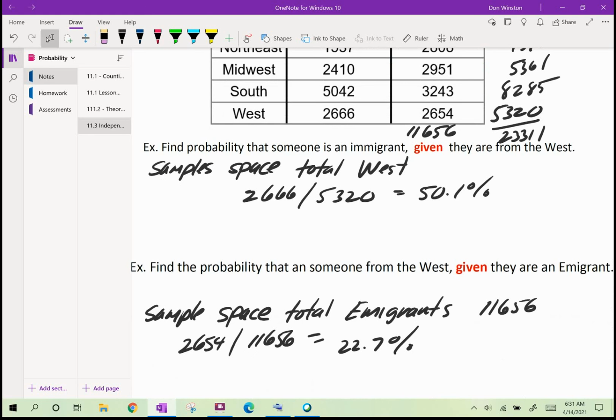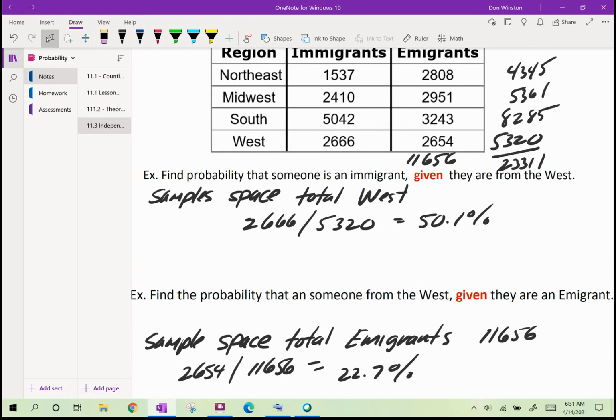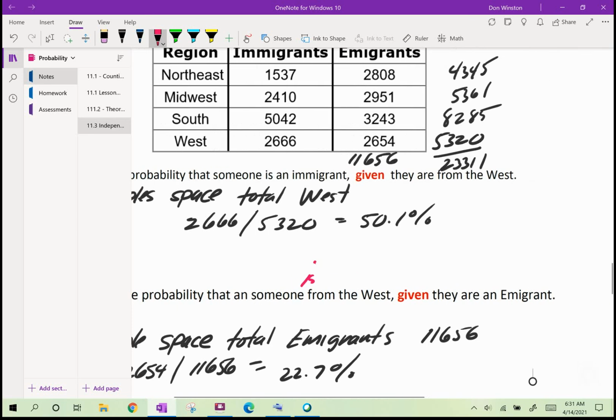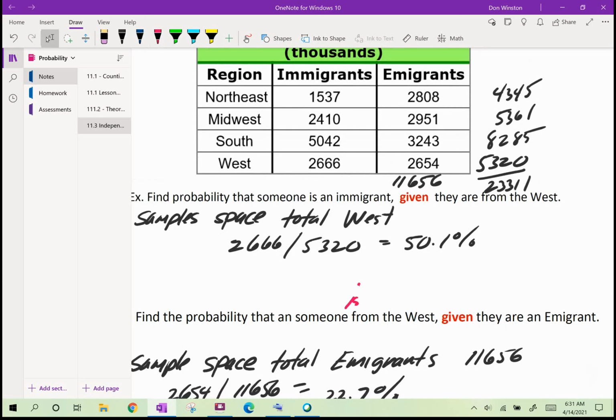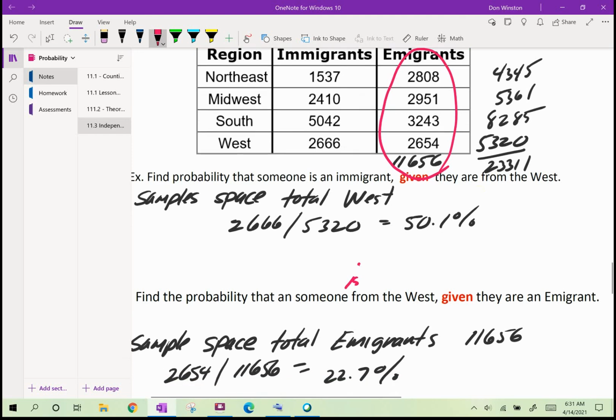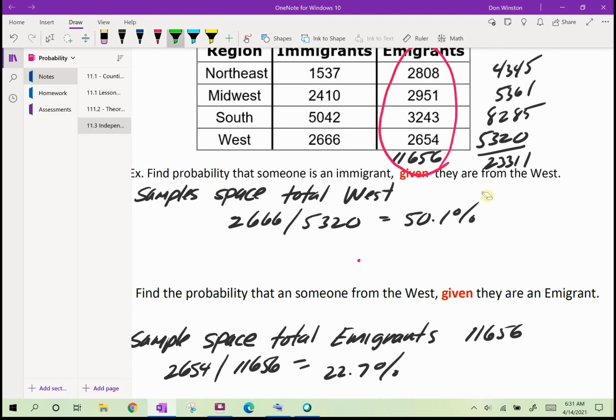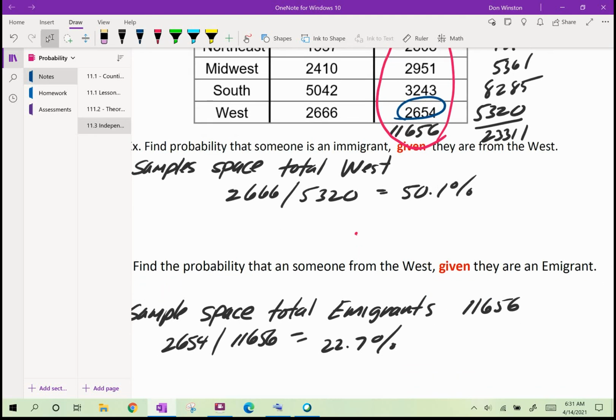Find the probability that someone is from the West, given that they are an immigrant or emigrant. So given, you have to total up all the immigrants. And now that they're from the West, well, let's see here. 2654 were from the West. So that probability is going to be 2654 divided by 11656, or 22.7%.